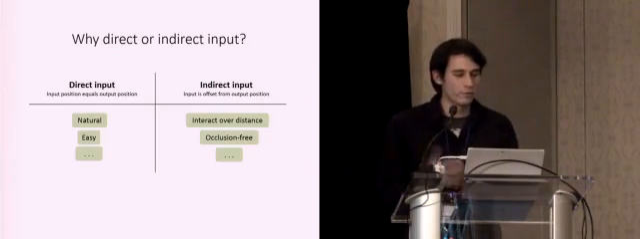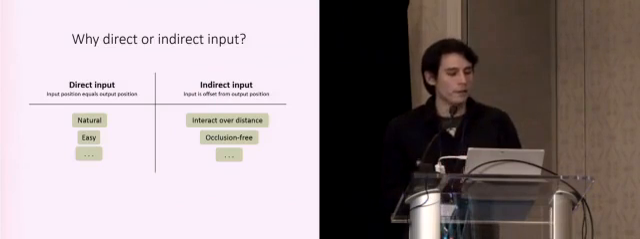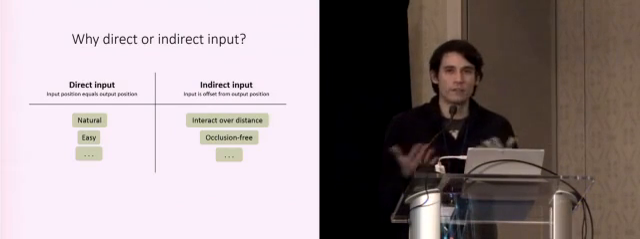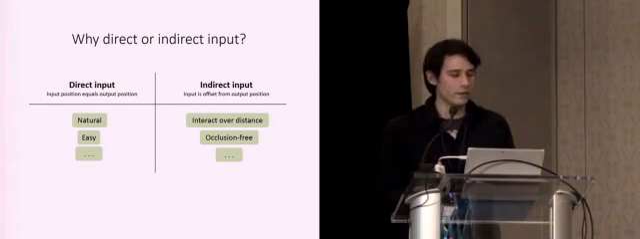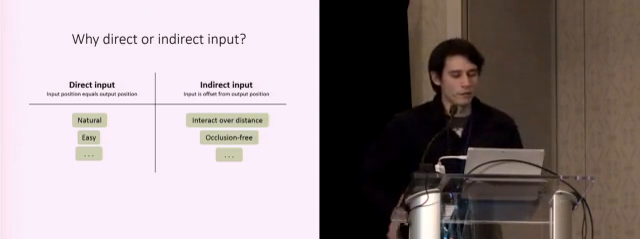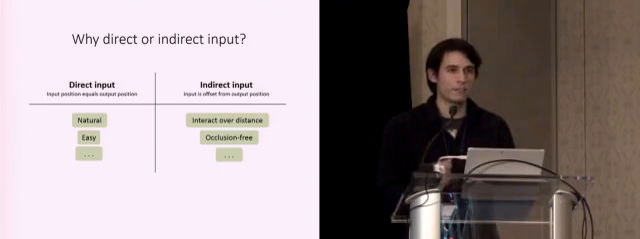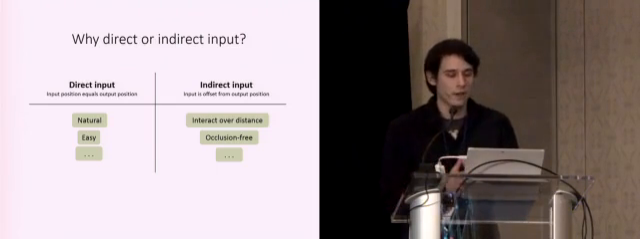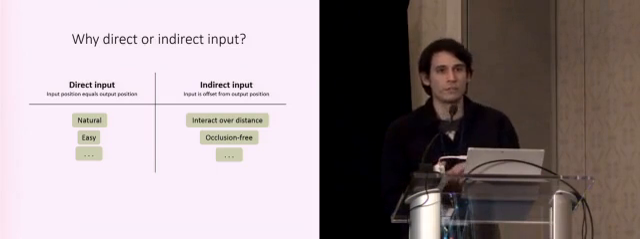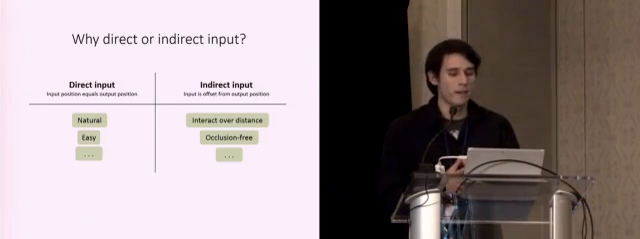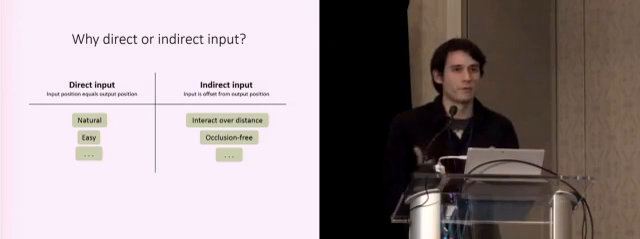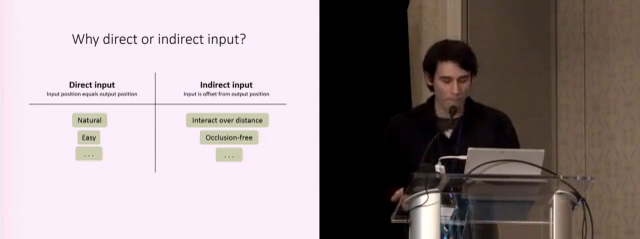And why do people actually do that? Because direct input is the natural way, very easy to use, and it's on phones, on tablets, and so on. In contrast, indirect input allows you to interact with targets that are out of your reach, because you do not need to reach your hand towards the target. And because your hand is not on the target, you can also interact occlusion-free.